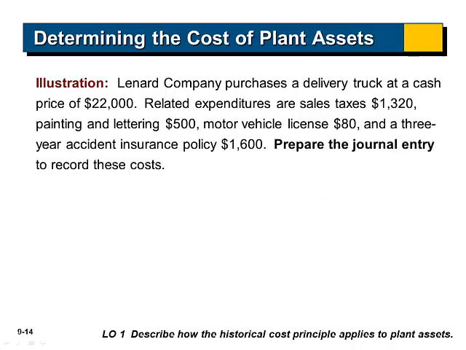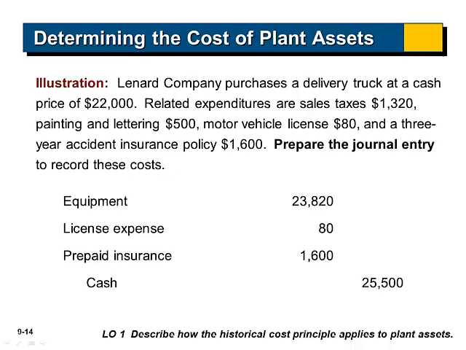So we figured out for this truck what we would record, but now let's actually record it in our financial statements. If we prepare our journal entry, let me show you what it would look like. We've got a line item in our long-term asset section on our balance sheet called equipment that totaled $23,820. So we need to debit equipment, and then we've got those two expenses that we talked about. We have a license expense of $80 and a prepaid insurance asset of $1,600. All of those we paid for with cash, so we would credit our cash account for a total of $25,500.